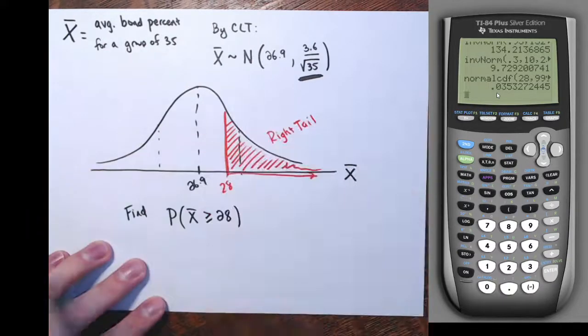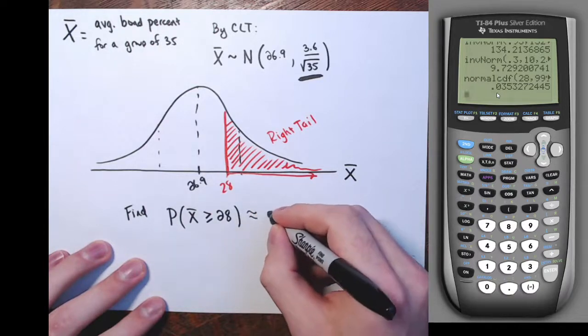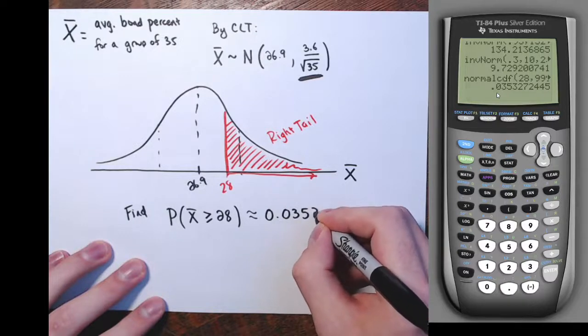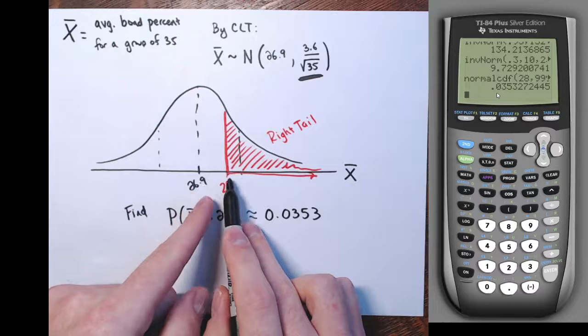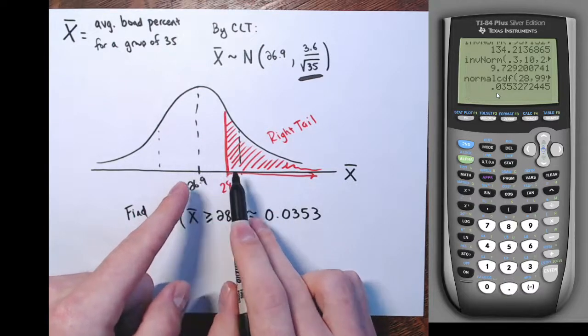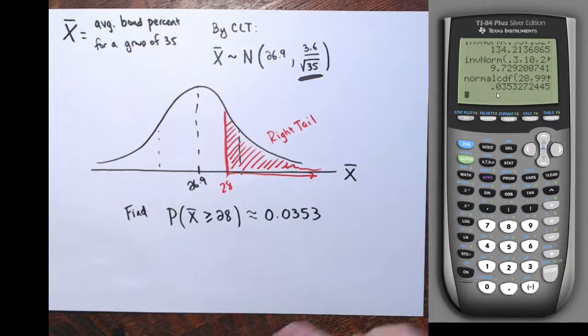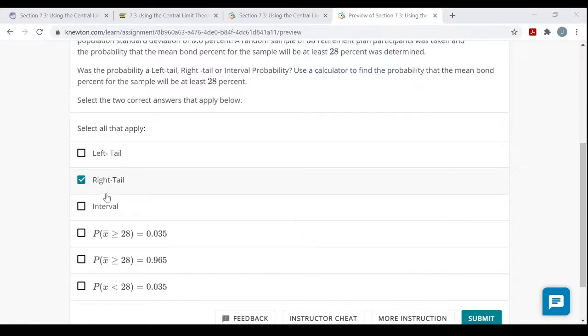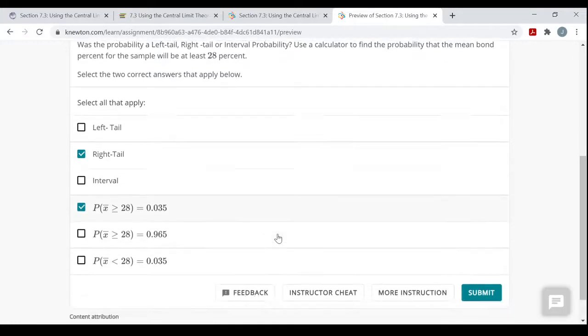So the probability is approximately 0.0353. So this is definitely too far. I put it too close to the mean. This is only about 3%, a little more than 3%. So back here, we said it was a right tail probability, and our probability is 0.035. But notice, they're trying to trick you. They got 0.035 twice, but remember how the probability was written. It was at least 28. This mean bond percentage was at least 28. That's greater than or equal to 28, not less than 28.